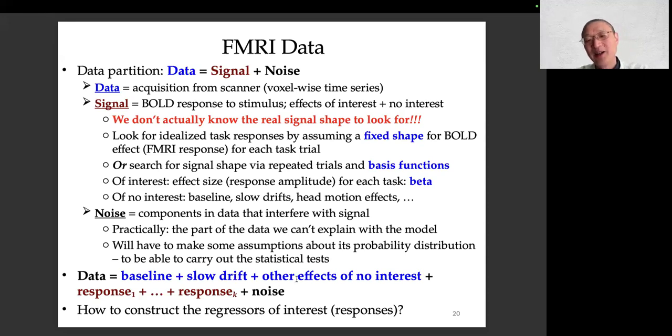We'll discuss that later. Then the other effects of no interest, other covariates, the most popular one is the estimated head motion. Even for head motion, we cannot pinpoint exactly what the head motion is. We have to estimate it. That is done during the preprocessing. That motion estimate is still challenging. Why? Probably tomorrow we'll discuss in more detail how those head motion components are estimated. There are typically 6 components.